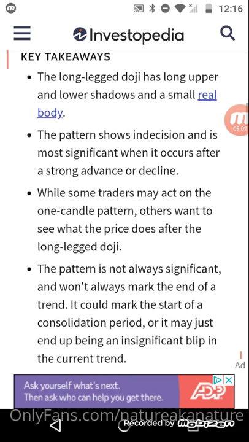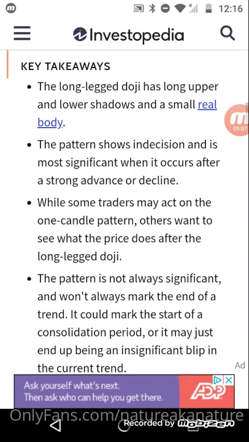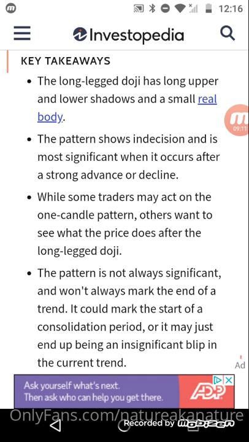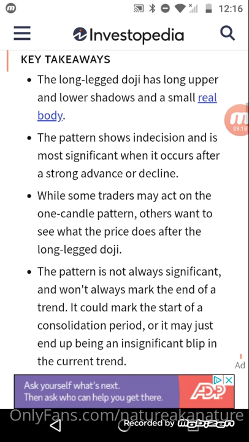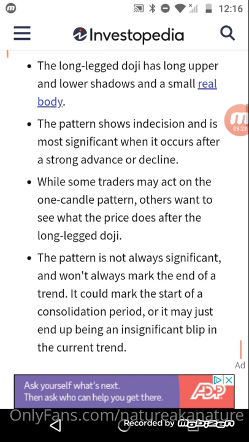So, key takeaways. The long-legged doji has a long upper and lower shadow and a small real body. You're actually going to see examples of that in here. The pattern shows indecision and is most significant when it occurs after a strong advance or decline. So it has long upper shadows and lower shadows.